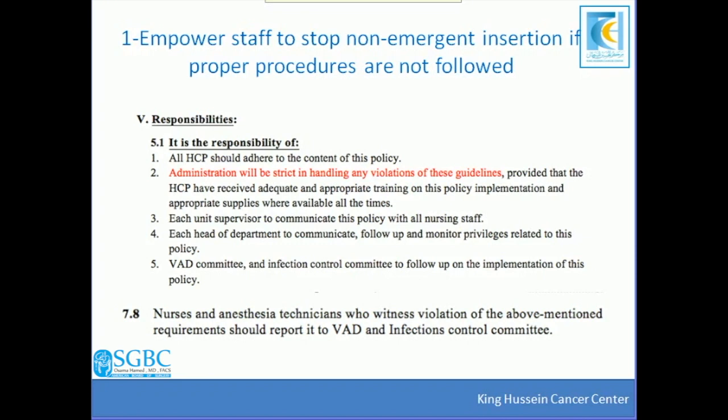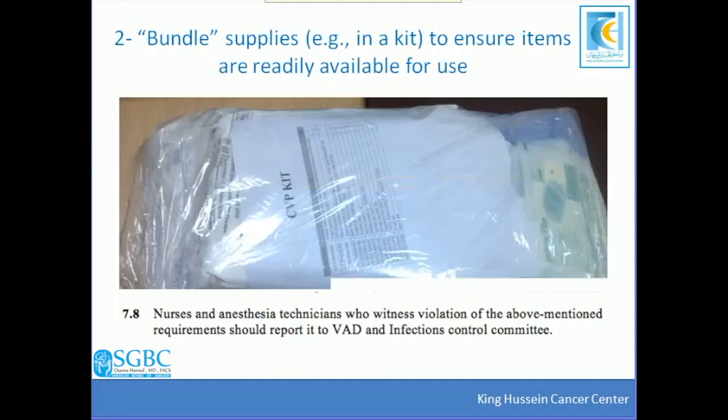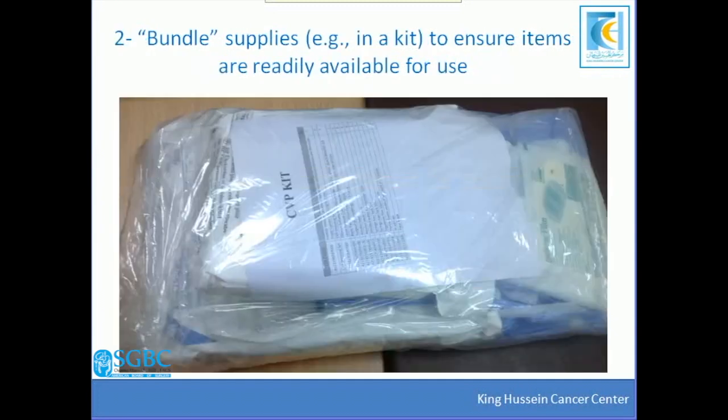And nurses and anesthesia technicians who witness violation of the above-mentioned requirements should report to the VAD and Infectious Control Committee. In terms of bundling supplies, we have a CVP kit that our material manager, Ali Yusuf, helped us collect. It should have all the things that we need to insert central lines. Anybody who inserts central lines and finds something that's missing, please let us know so we can add it.